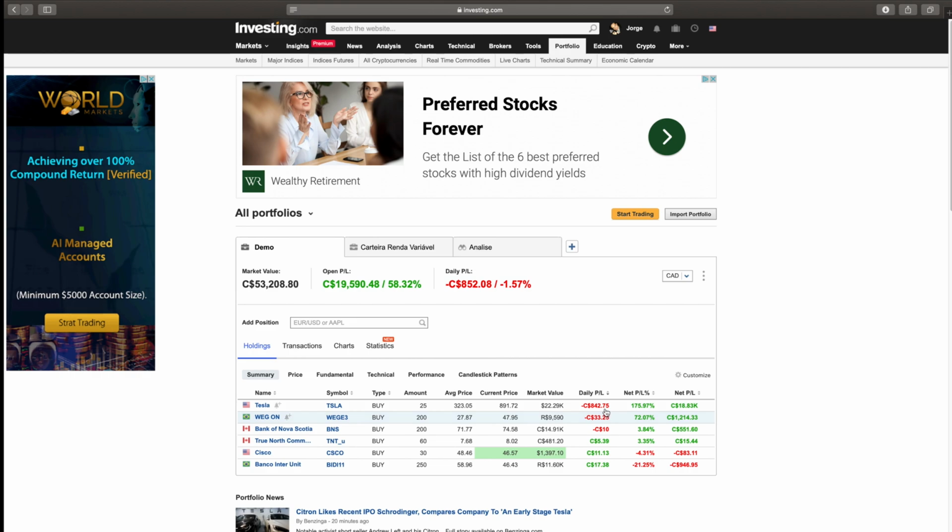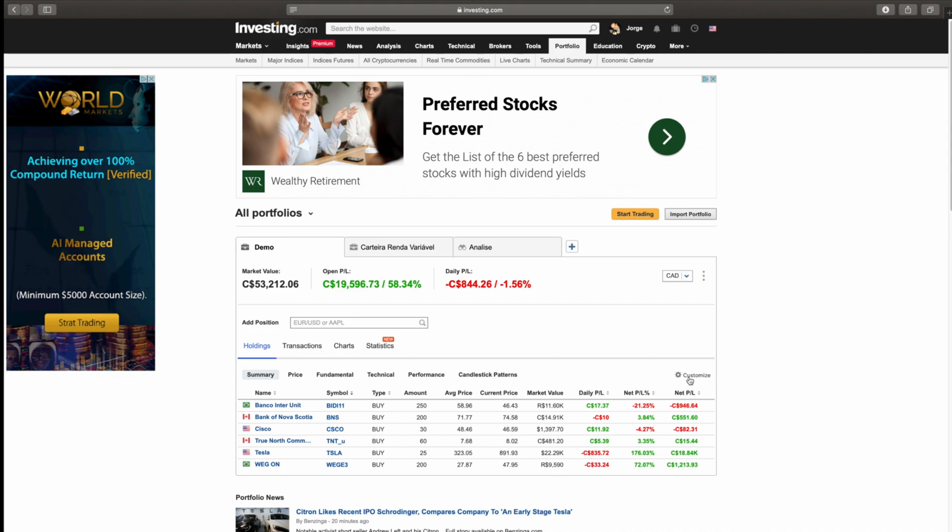So you see, I click daily P&L. It starts with the lowest to the highest. If I click again, it goes from the highest to the lowest. Symbols, same thing, I can put in alphabetical order. Net P&L, same thing. So you can customize those columns.